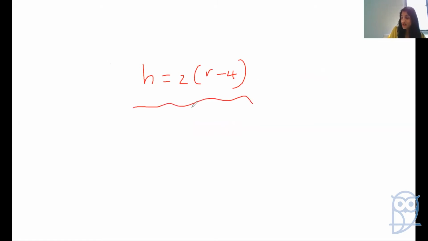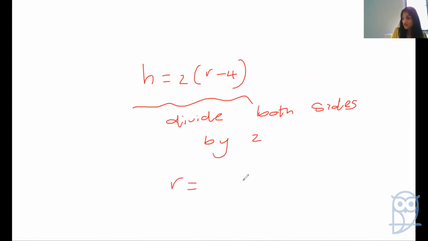The next one says make r the subject of the equation, and it's h is equal to 2r minus 4. H is equal to 2r minus 4, and your instruction is to make r the subject of the equation. Just looking at this, we're going to divide both sides by 2. Okay, so our answer then will be r will therefore equal h over 2 plus 4.